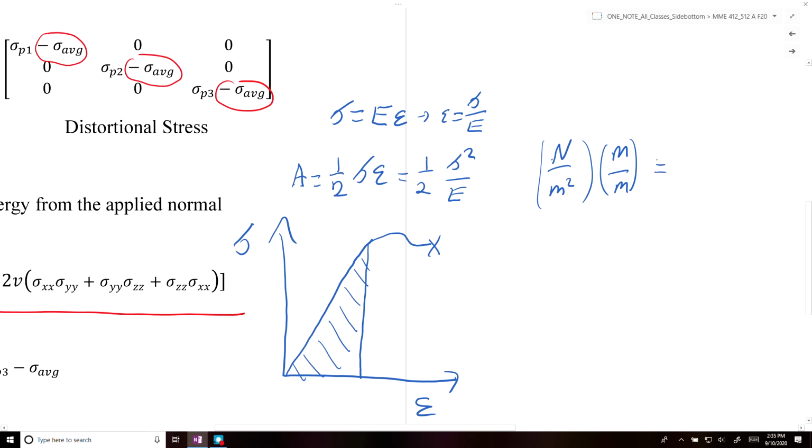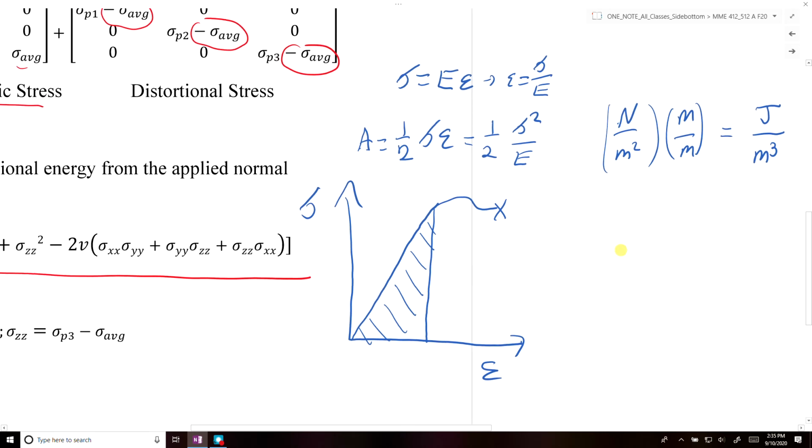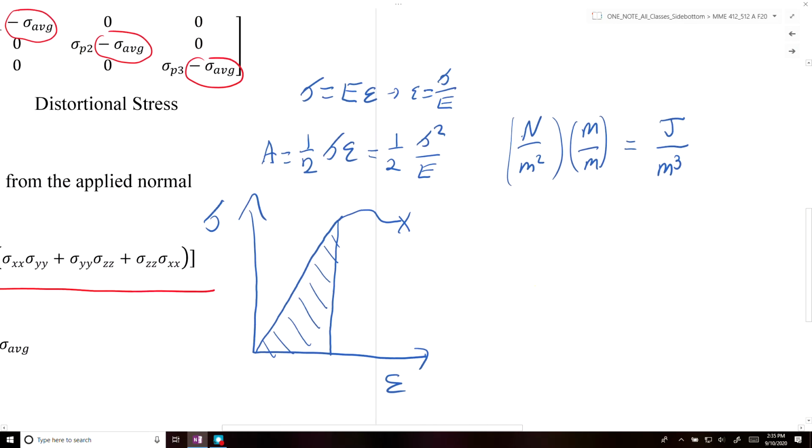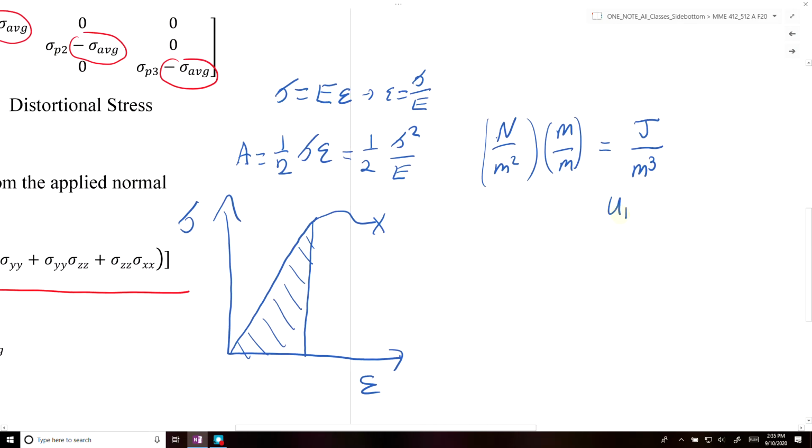So if you multiply those out, newtons per meter is the same thing as joules, which is an energy term, and then the denominator is meters cubed. So it's the joules per volume. You can think of it as a specific energy. And this area under the curve here, we'll call our distortional energy. So we can say UD.